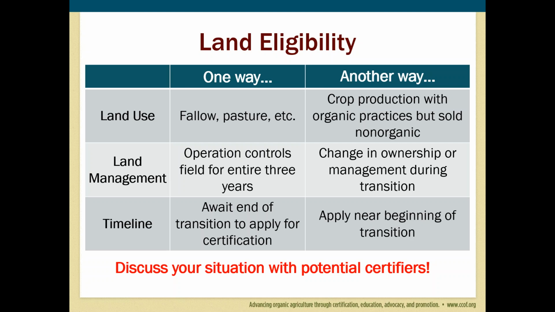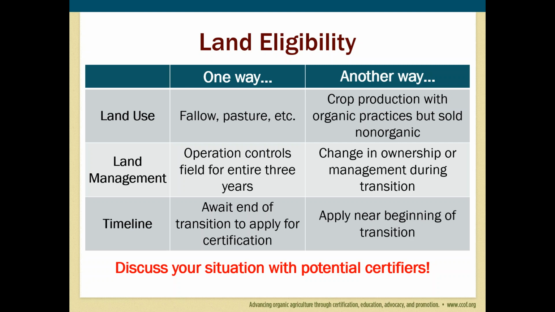So in the first row of the table, we're thinking about the land use during the 3-year period. One way that some farms approach it is for that land to sit fallow, be in pasture, or in some other way be managed such that there are really no inputs being applied. Another way is to actually be farming the field, producing crops, but use organic practices, meaning organic approved input materials, and then selling the crops as non-organic during that 3-year transition. Either way can definitely lead to obtaining certification. There's not one right way. Those are 2 possible pathways, 2 common pathways that we see.